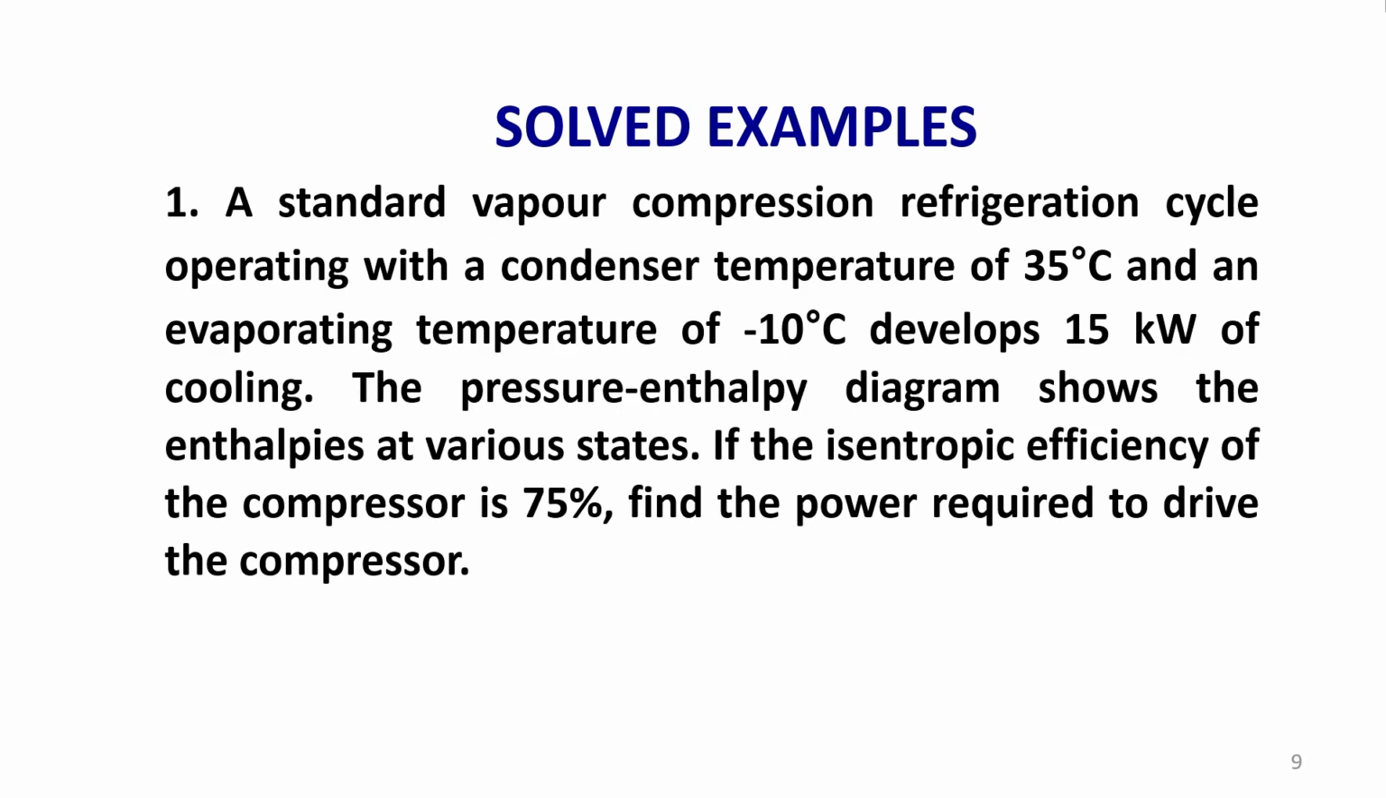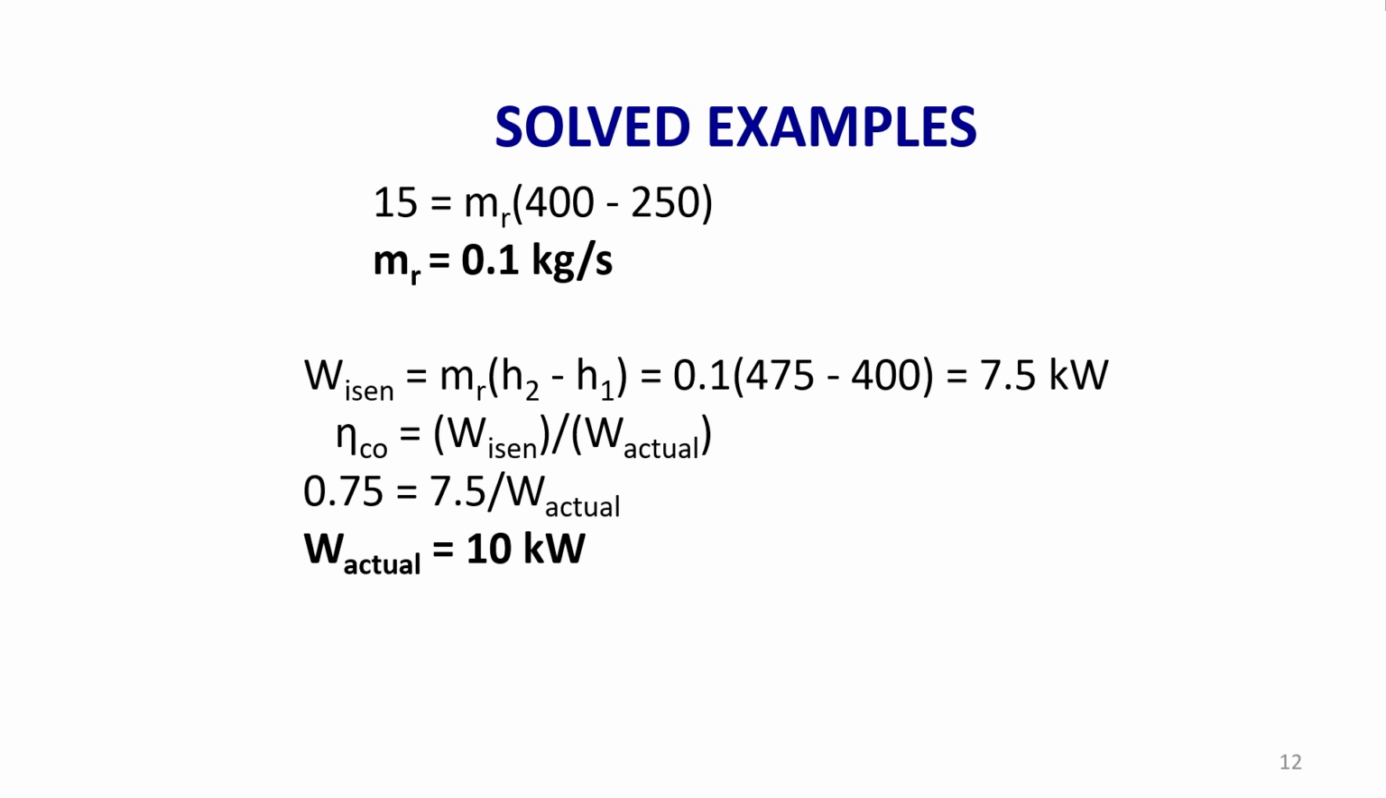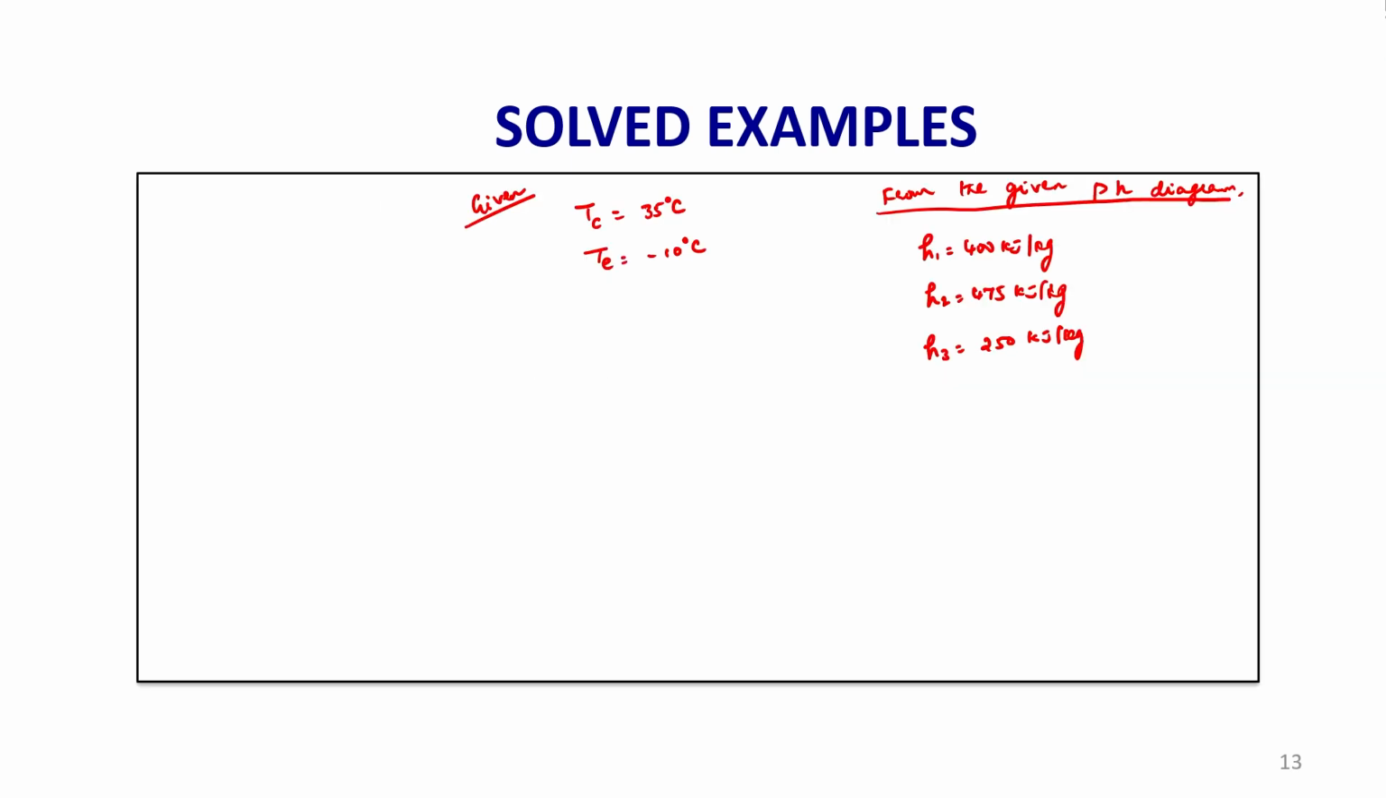The isentropic efficiency of the compressor is given as 75%. So we have to find out the power required to drive the compressor, WC naught. That means we have to find out WC naught or actual, because the isentropic efficiency is given. Power required to drive the compressor, actual, how much? Let me write this one here.